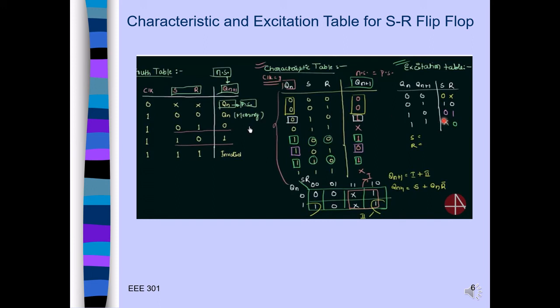After determining the excitation table, we can use it for different applications. Now if you want to calculate Q of n plus 1, you write Qn, S and R here. If you draw the K map, this is 0 to 7, so put these values 0 to 7 and do the grouping. This is our first group, this is the second group. If you simplify this, you will find Q of n plus 1 equals S plus Qn into R prime.